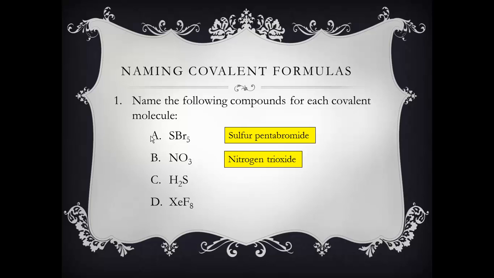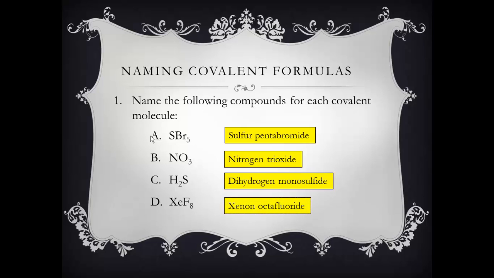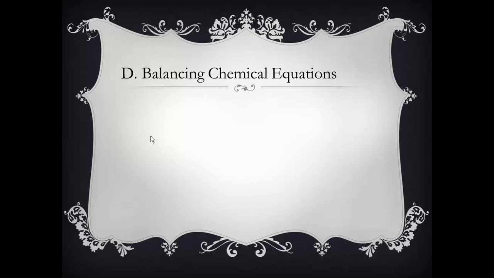H2S, there's 2 ways to write this. We know there are 2 hydrogens and 1 sulfur, so you could say dihydrogen monosulfide. Some people write dihydrogen sulfide. So that mono is not set in stone. Next, XeF8. 8 means octa. Xe is xenon, so xenon octafluoride.